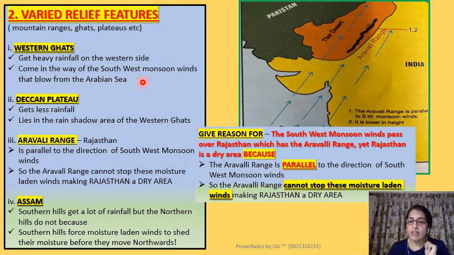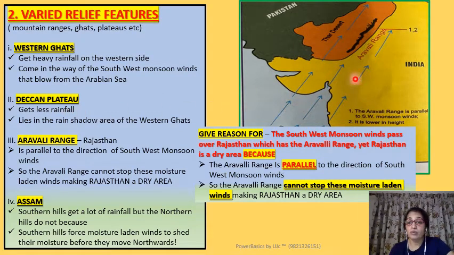How do varied relief features like mountain ranges, ghats, Western Ghats, plateaus affect the climate of India? This monsoon climate, how do they affect it? The Western Ghats get heavy rainfall on their western side, the windward side. The Western Ghats are in this part of India. They come in the way of the southwest monsoon winds that blow from the Arabian Sea, causing rainfall there.